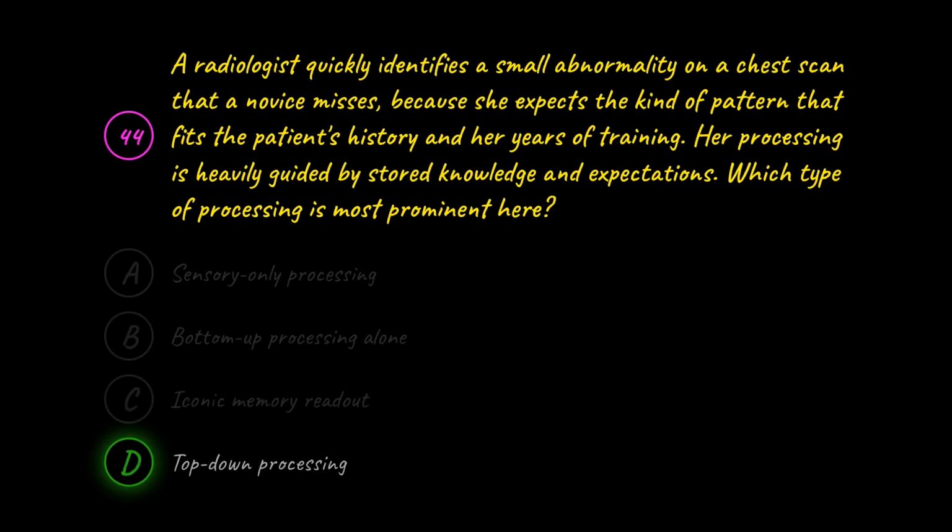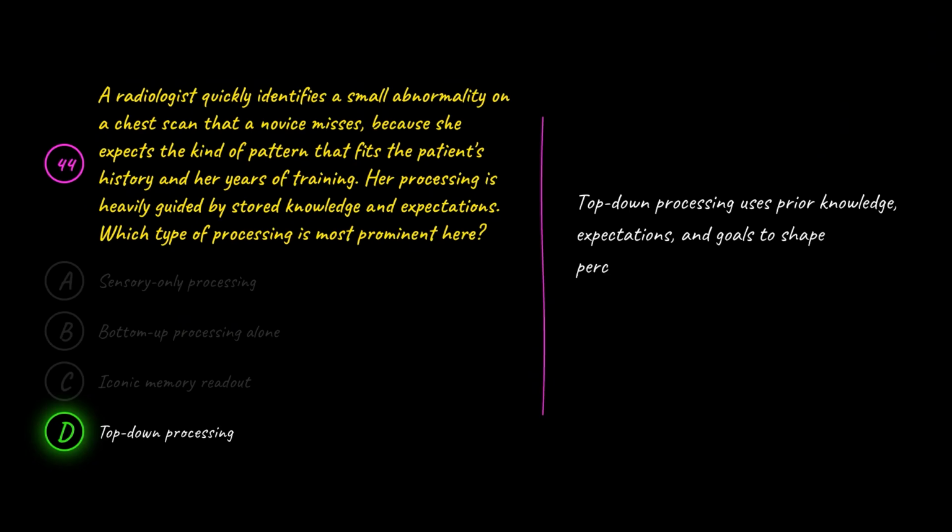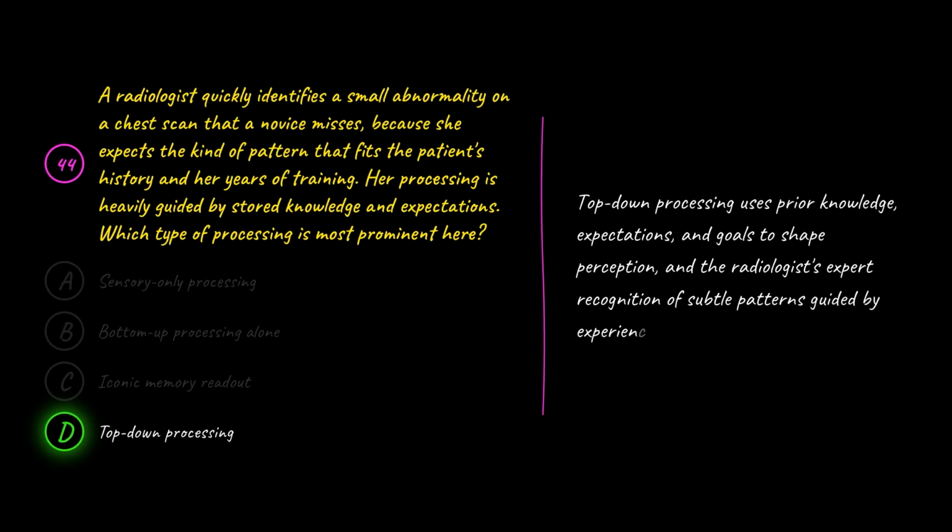The correct answer is D. Top-down processing. D is correct because top-down processing uses prior knowledge, expectations, and goals to shape perception, and the radiologist's expert recognition of subtle patterns guided by experience is a textbook case.